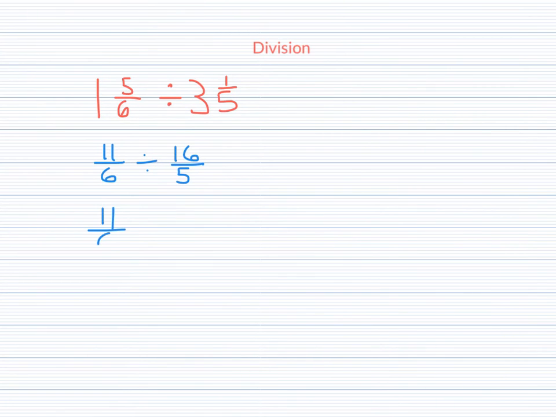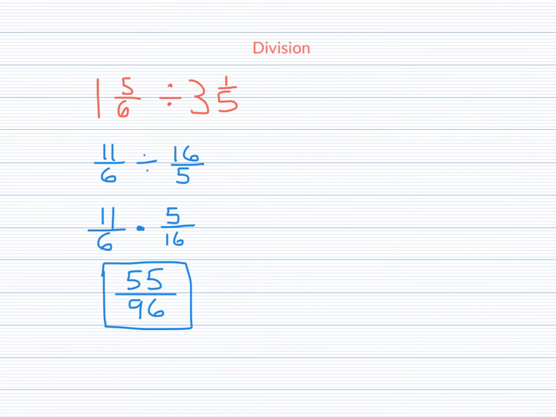So 11 over 6, and that division becomes multiplication, and we take the reciprocal of our second fraction. The reciprocal is what you get when you flip the numerator and denominator. So instead of dividing by 16 fifths, we're going to multiply by 5 sixteenths. And when we multiply straight across, we get 55 over 6 times 16, which is going to give us 96. And once again, we can't really do any simplifying here, so that is our final answer.